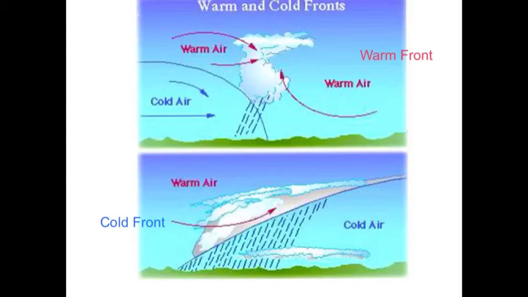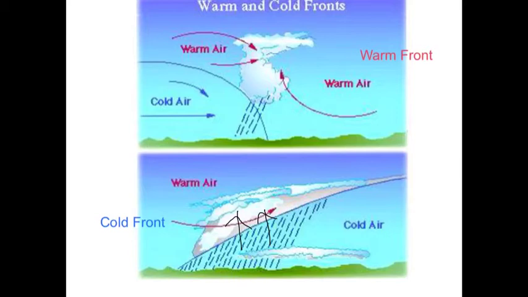A cold front happens when the opposite happens. A cold air mass catches up to a warm air mass. The heavy, denser cold air pushes the warm air mass up. The warm air mass rises up quickly and it cools. The cumulus clouds form.